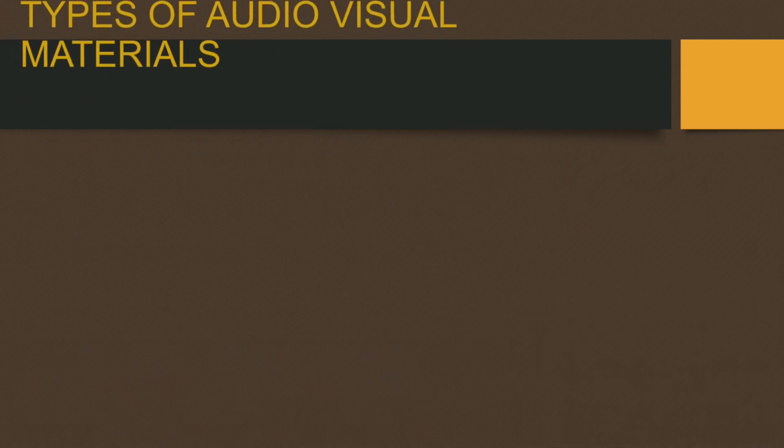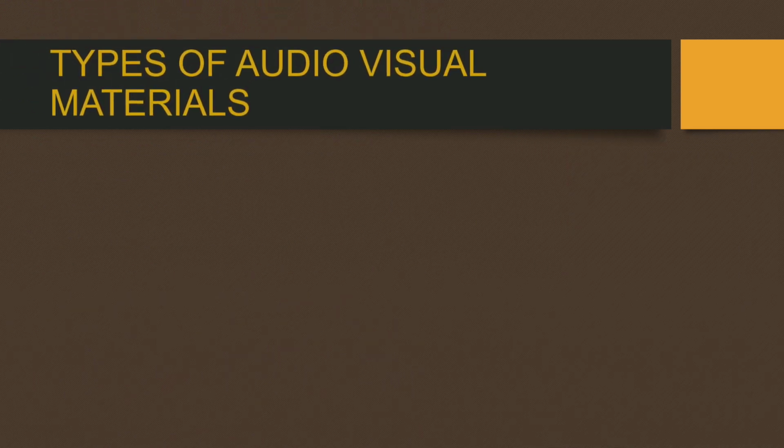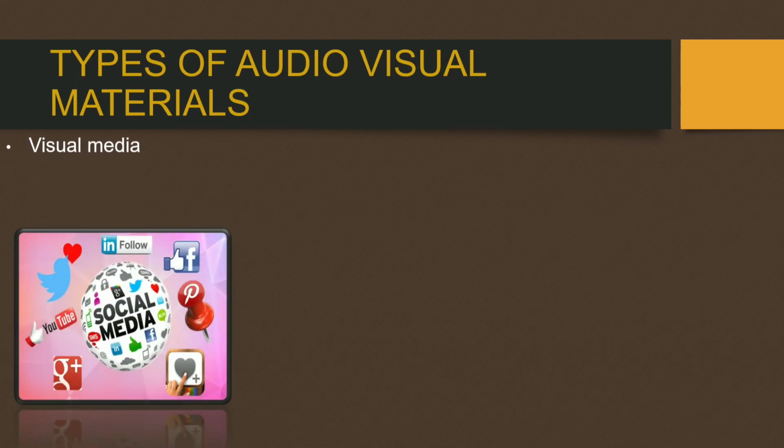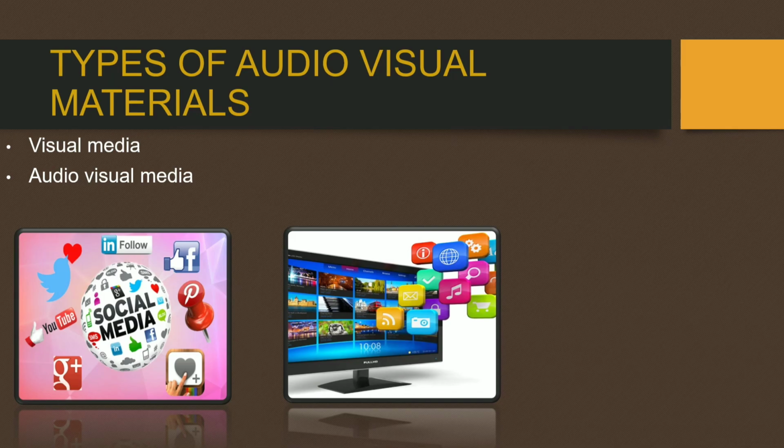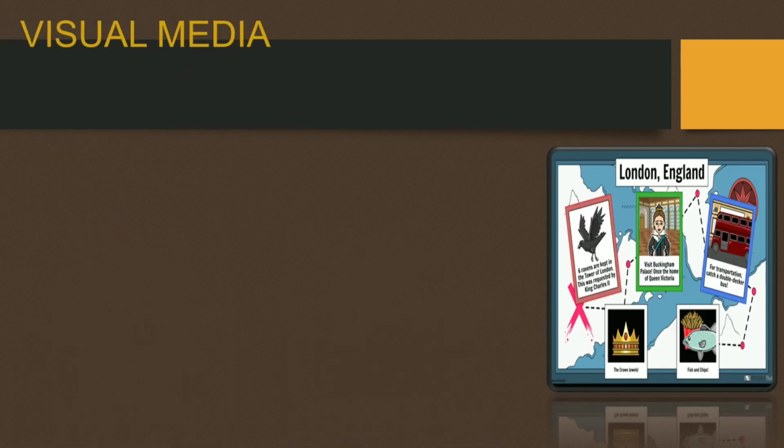So here are the types of audiovisual material. First is visual media. Second is audio visual media. And lastly, audio media. So visual media.